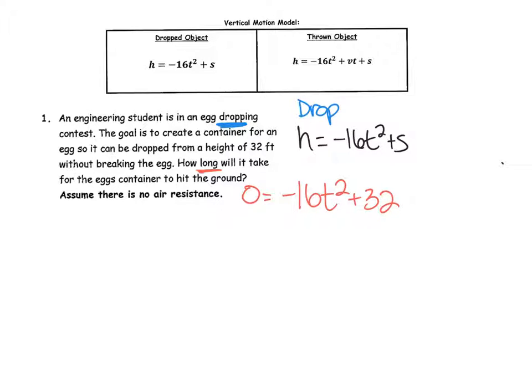And what that means is I slowly need to get my variable alone. Here's what I'm going to do. I'm going to subtract 32 from both sides. Then I need to get my t alone. I'm going to divide by negative 16. 2 equals t squared. Okay, so here's what we've got. Square root both sides.